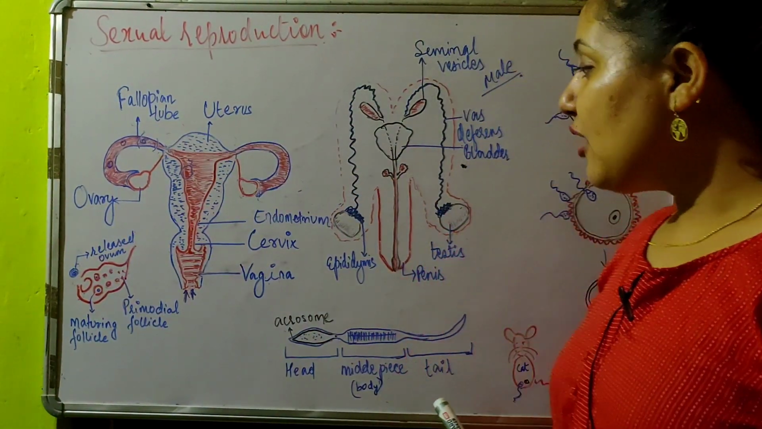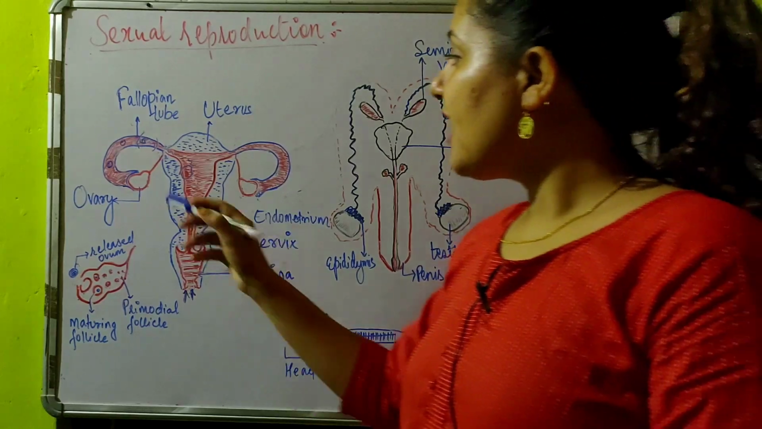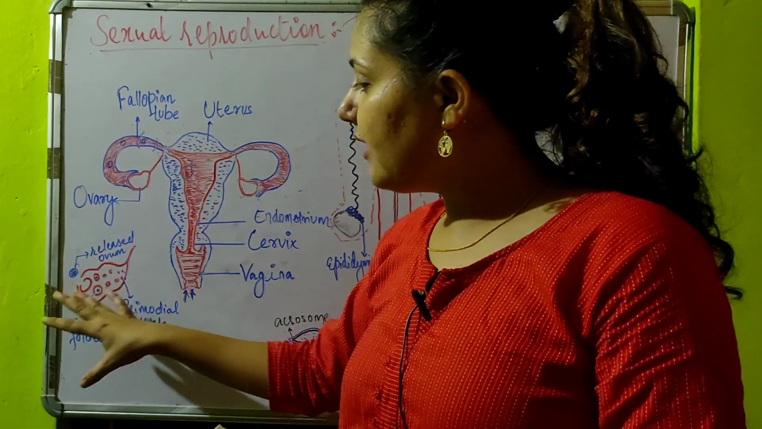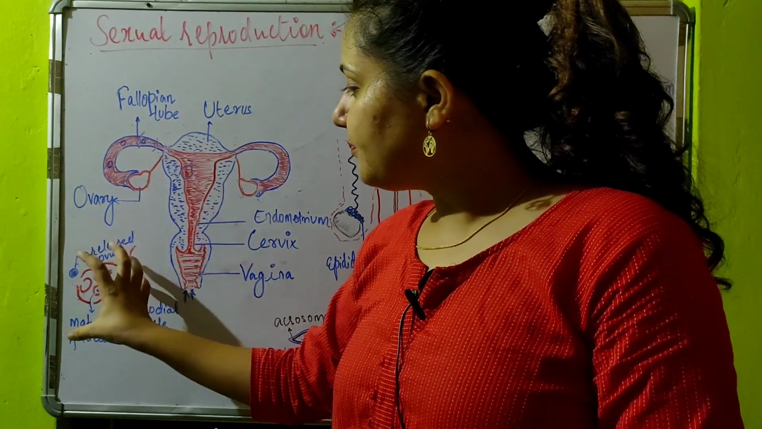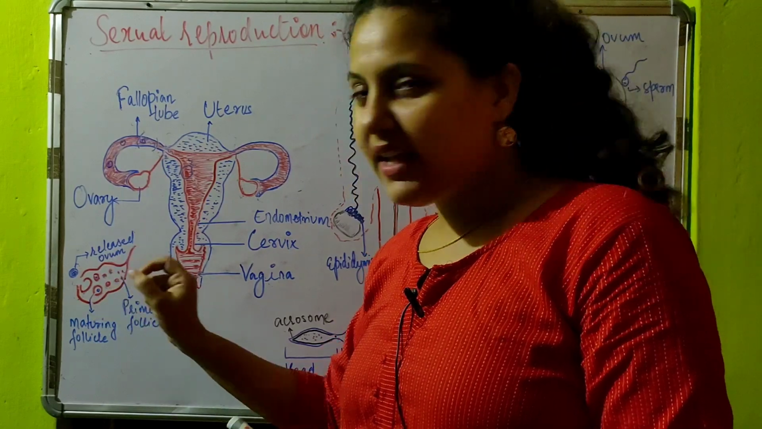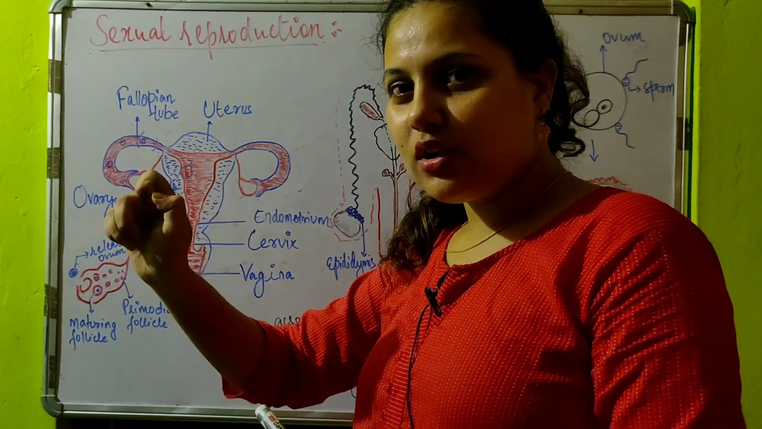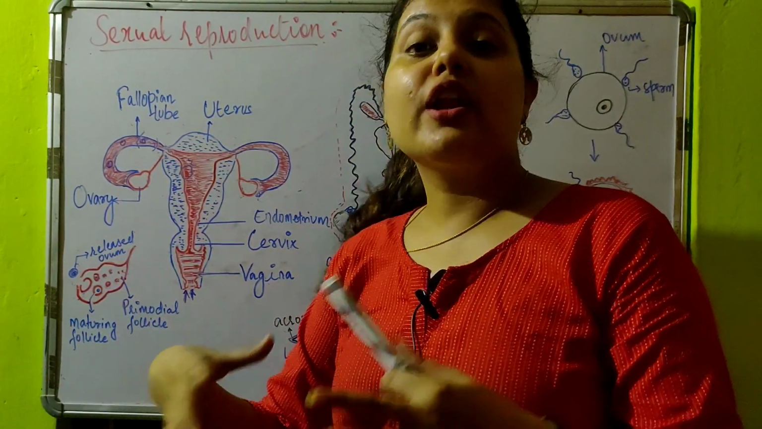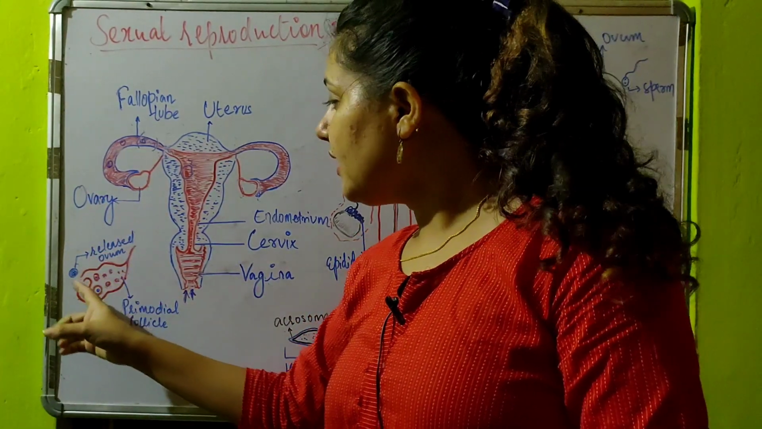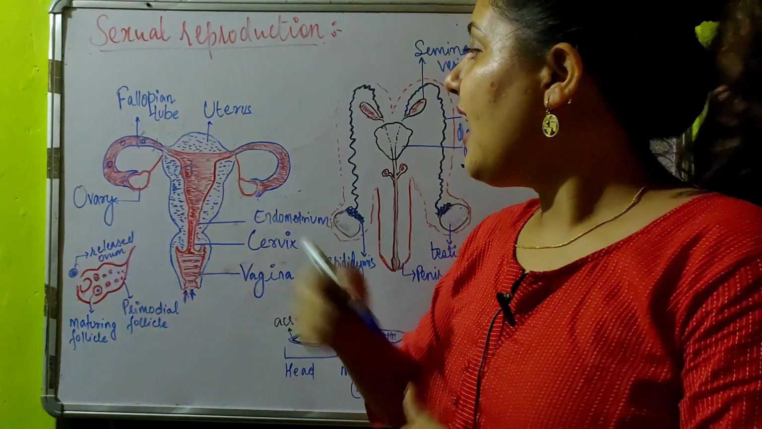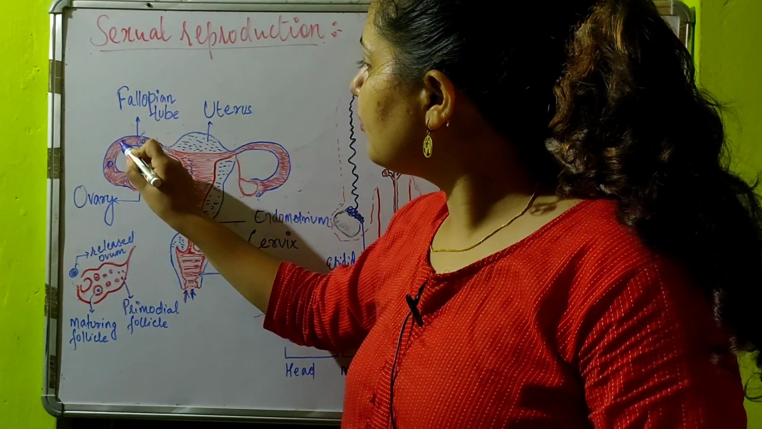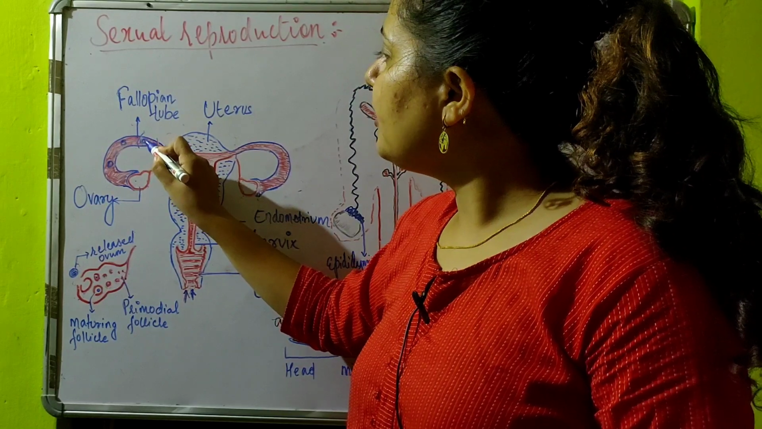Now let's see what happens. This is the diagram of the section of the ovary I have drawn here. There are so many small egg cells, which are known as follicles. They mature and release the egg cell, and the egg cell will move forward through the fallopian tube.